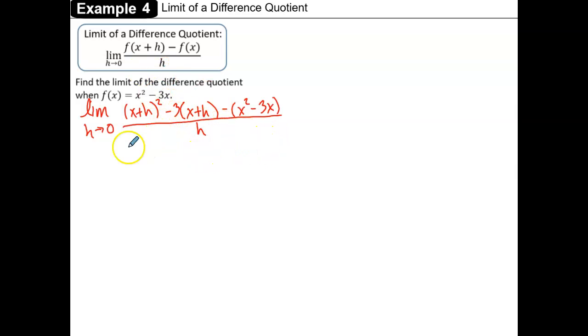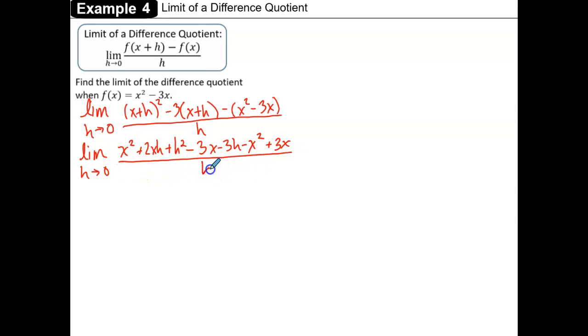Okay, next, we're going to simplify this to get rid of the parentheses. So we'll have the limit as h approaches 0. And in our numerator, this perfect square trinomial will be x squared plus 2xh plus h squared. Then we're going to distribute this negative 3 over the linear binomial to get negative 3x minus 3h. And we'll distribute this negative 1 over the quadratic binomial to get negative x squared plus 3x. And that is all divided by h.